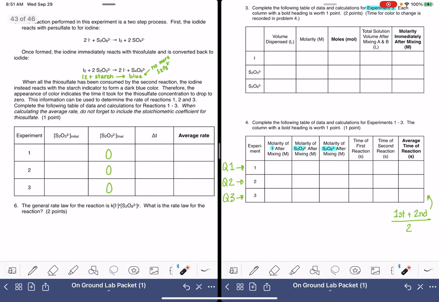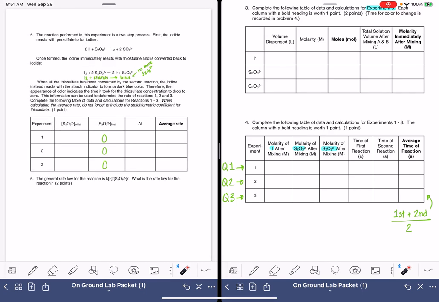The change in time, delta T, refers to the amount of time that it takes for you to go from the initial amount down to zero, and that you're going to obtain from question number four, the average time of the reaction. So whatever this number is, that's what you're going to stick into this box.